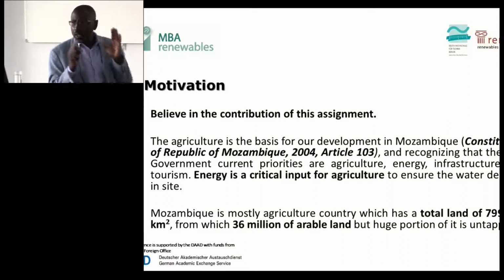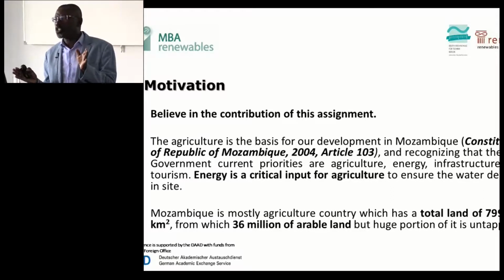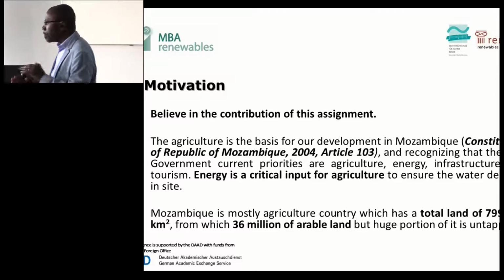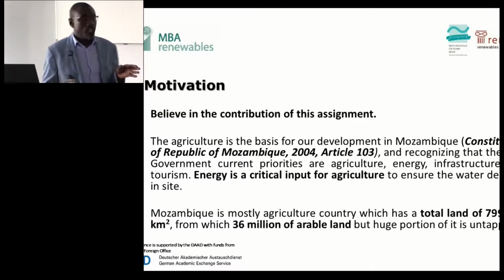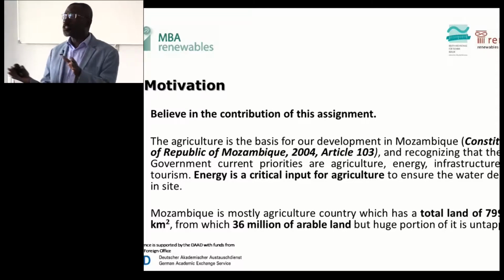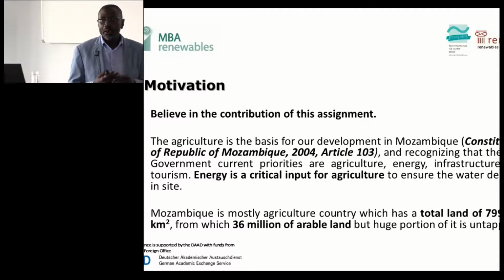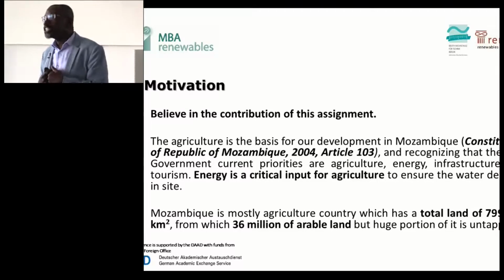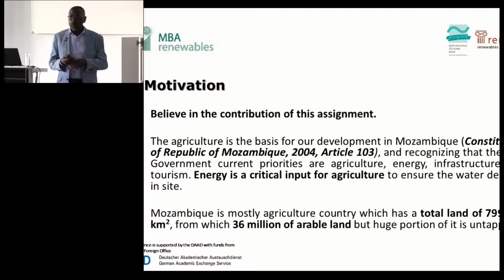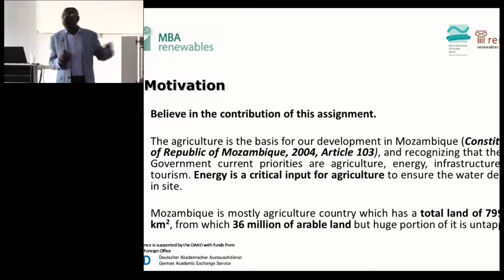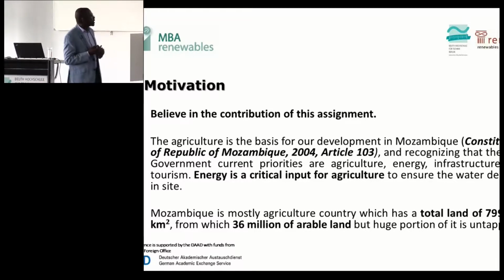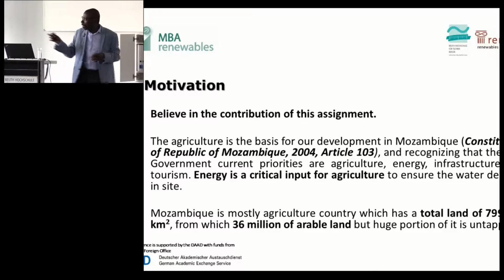My motivation is really looking at the mother law, the constitution of the country. Agriculture is the base of our development. Mainly, it's an agricultural country. Based on Article 103 of our constitution, we need to look into agriculture. How could energy provide inputs for agriculture, in order to make agriculture the solution for developing the country? Well, I have to say that we have a huge country. I was thinking to bring them up, but because I've been given 15 minutes, it's better to shorten it, even being 19 slides, but I'll be there very soon.